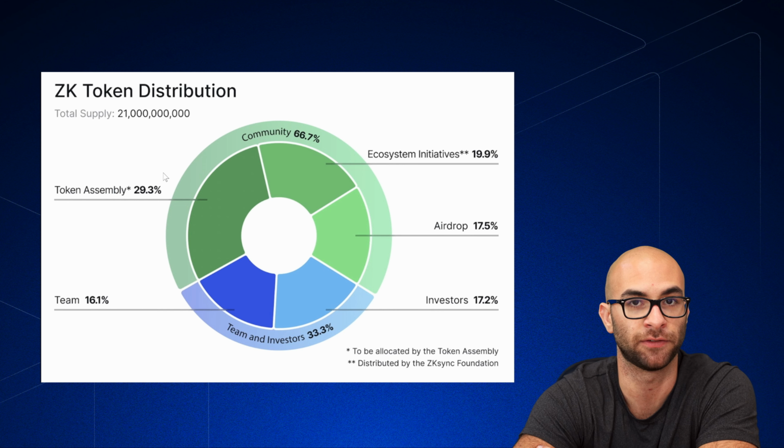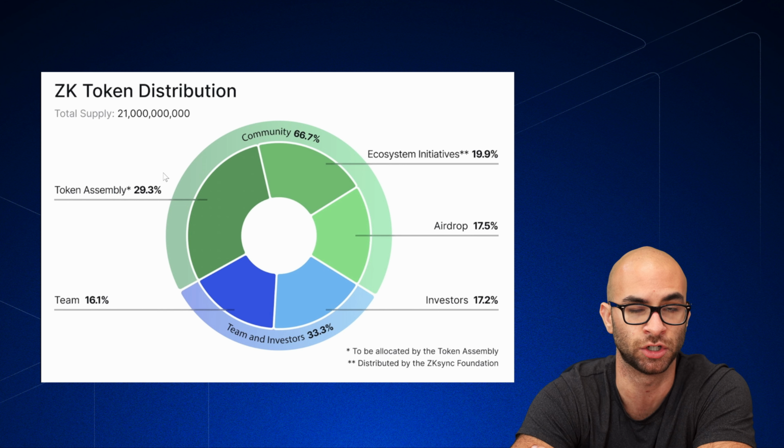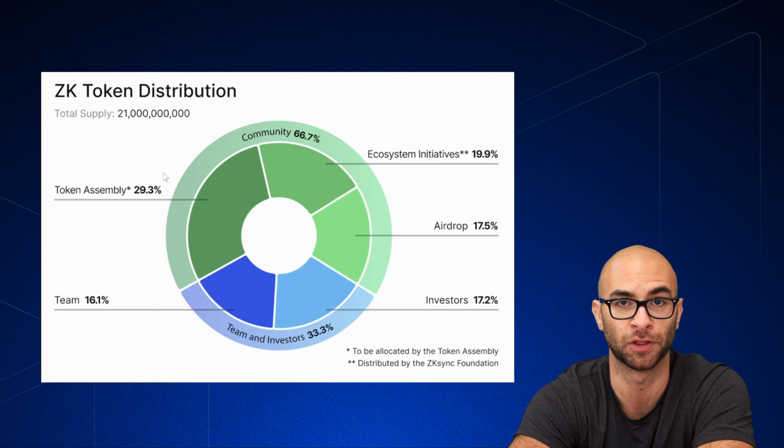And I think this is pretty fair as well, because the community is going to do whatever they think is best aligned for the price of the token.